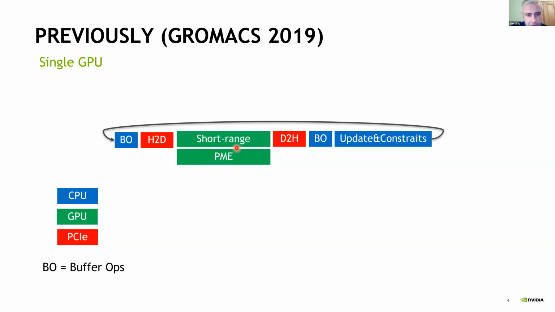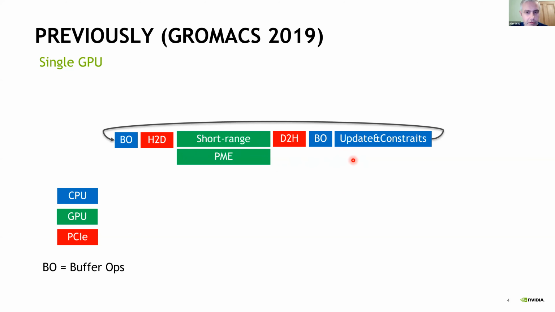But the rest of the time step had to run on the CPU, the main parts being what we call the update and constraints, which is the part of the time step where the positions are updated based on the forces and some constraints are applied. And then some internal buffer operations, which transform different data layouts and do reductions. These had to be performed on the CPU, and that's indicated in blue here.